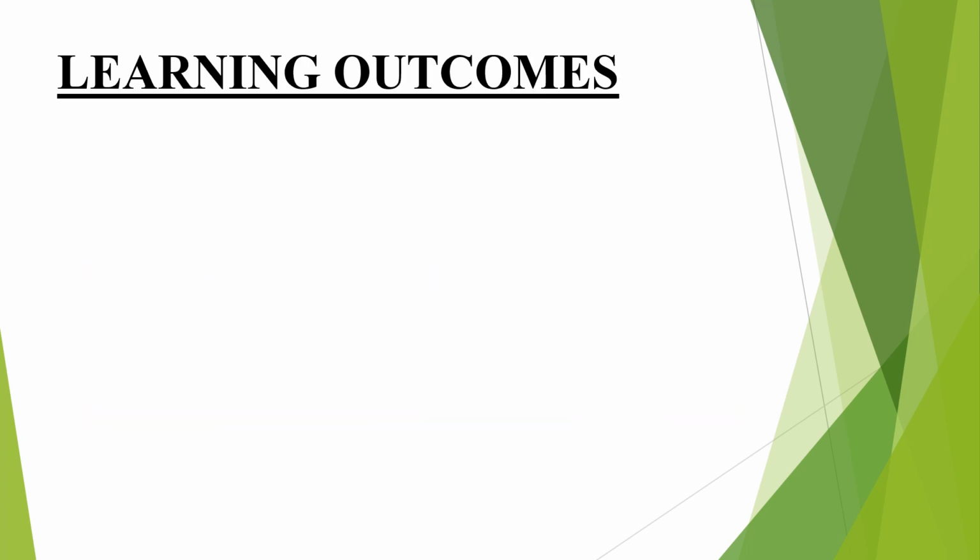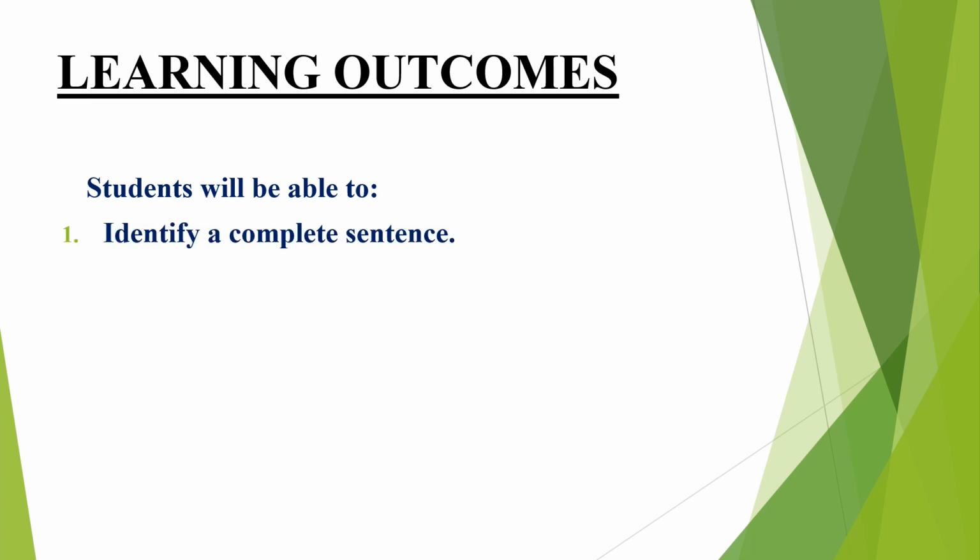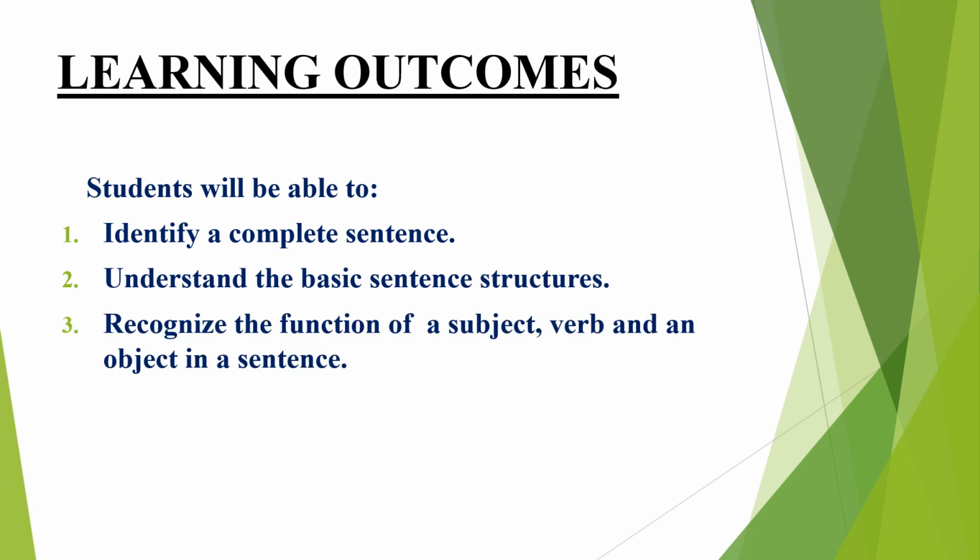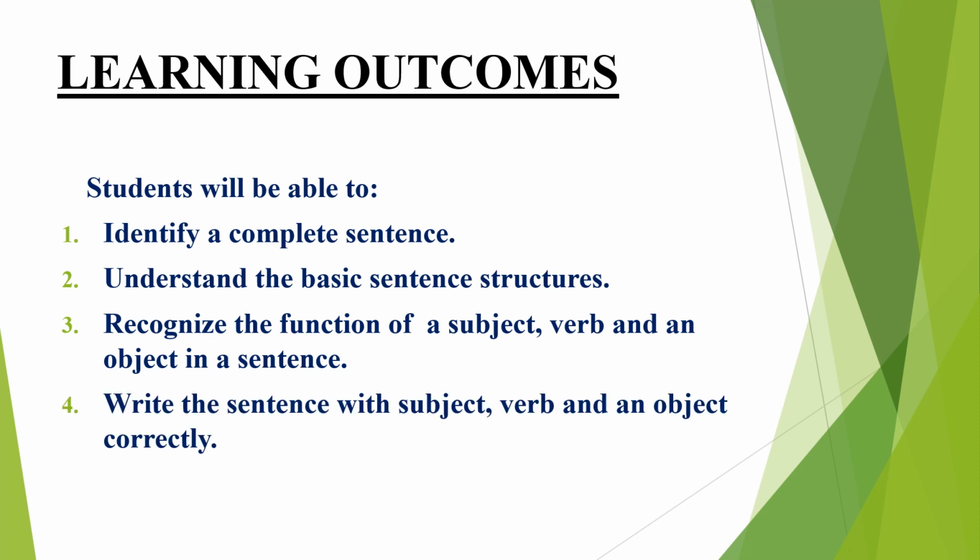Let's look at the learning outcomes. Students will be able to: Number 1. Identify a complete sentence. Number 2. Understand the basic sentence structures. Number 3. Recognize the function of a subject, verb and an object in a sentence. Number 4. Write the sentence with subject, verb and an object correctly. Number 5. Solve the worksheets independently.